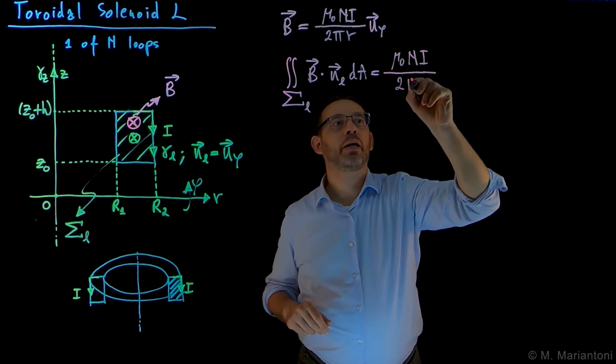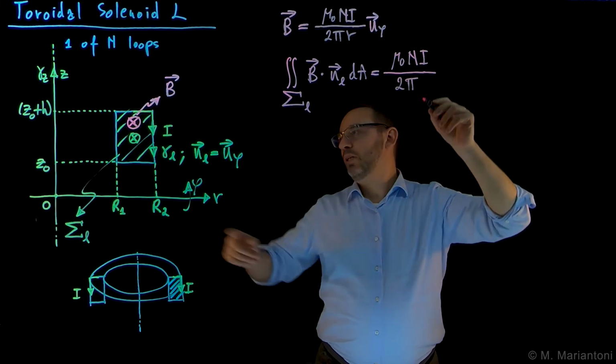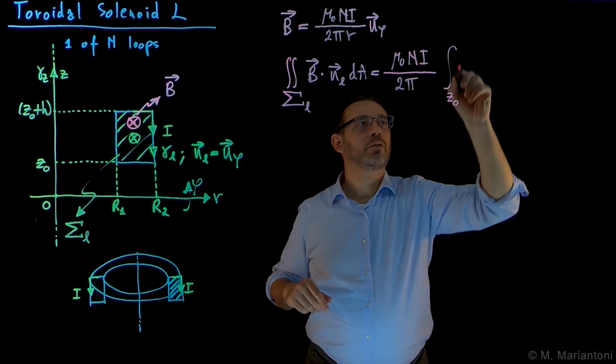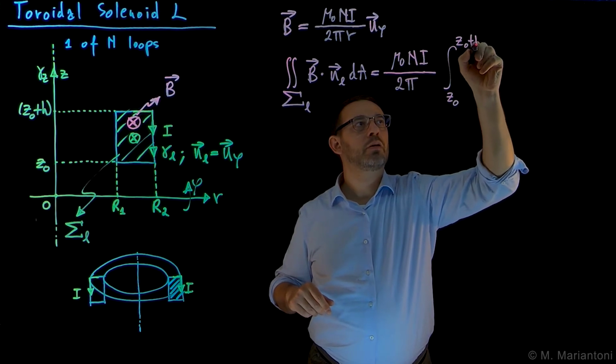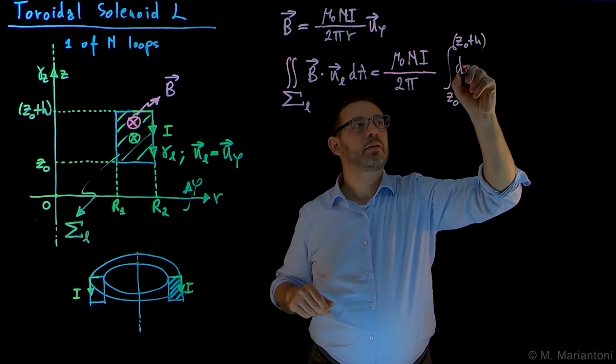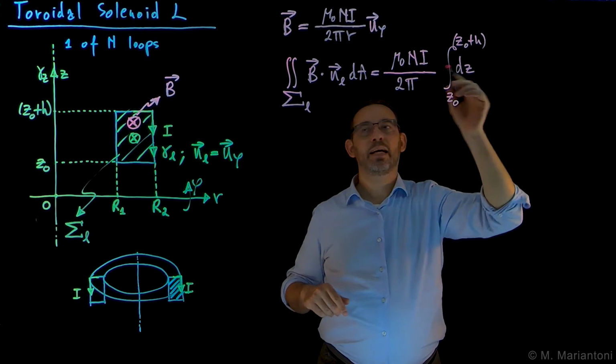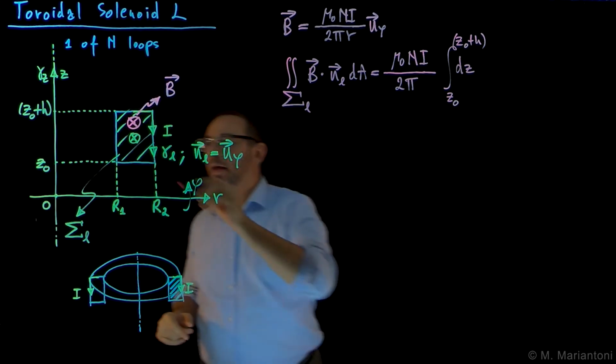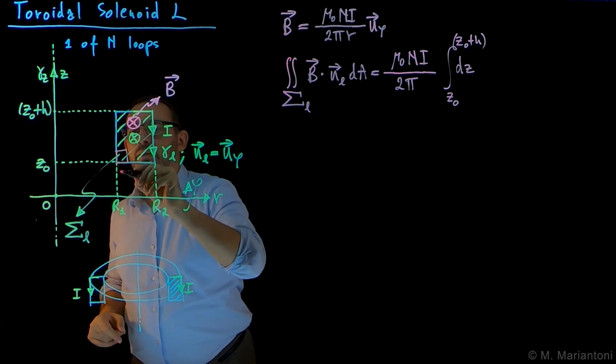So we get mu naught, which is a constant, N, which is a constant, I, which is a constant, divided by 2 pi. This is a double integral, so we need to integrate along z from z naught to z naught plus h, in dz. So the area dA is dz times dr. There's nothing else, it's just dz times dr, okay? This is dA.